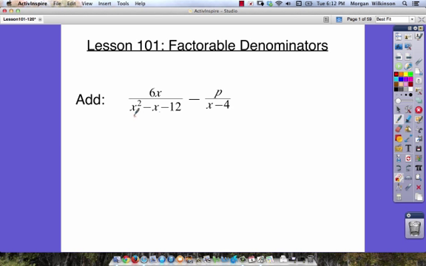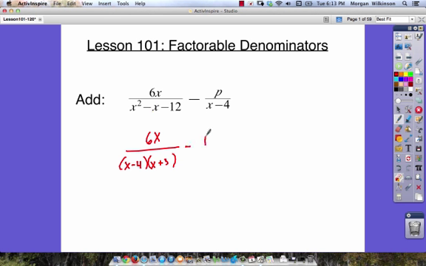We can factor this denominator, x squared minus x minus 12, take that trinomial into two binomials. Let's rewrite. We're going to get 6x over, we're going to factor x squared minus x minus 12. We know x times x is x squared, using that FOIL method. What two numbers multiply to get negative 12 and add to get negative 1? Well, it must be negative 4 and positive 3, because negative 4 times 3 is negative 12, and negative 4 plus 3 is negative 1.